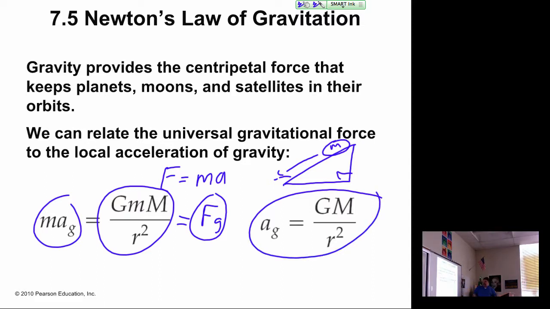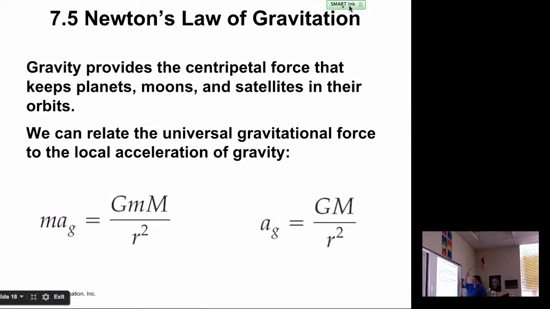We also have another, if we look at this mathematically, and I divide both sides by m, the little m's cancel, right? Does that make sense? So then what I get is this equation that the acceleration due to gravity is the constant G times the mass of the big object over the distance between them squared. Does that make sense? Now that works for Earth, but it works for everything.